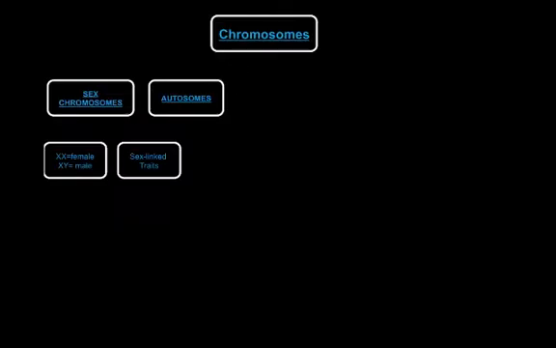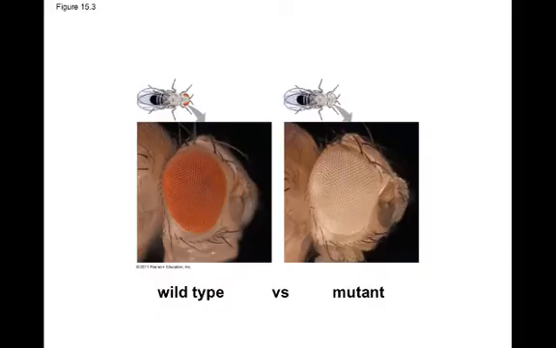So we've talked a little bit about chromosomes. There are sex chromosomes, there are autosomes. Male and female in humans are determined by different combinations of the X and Y. And we understand that there are some traits that are linked to either the X chromosome or the Y chromosome, and those are called sex-linked traits.